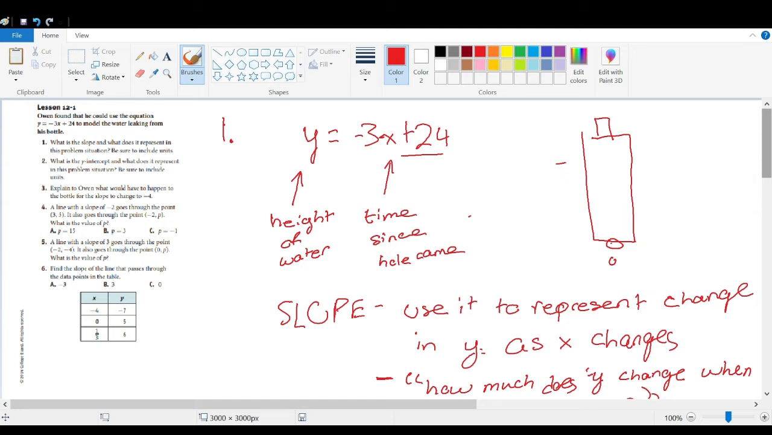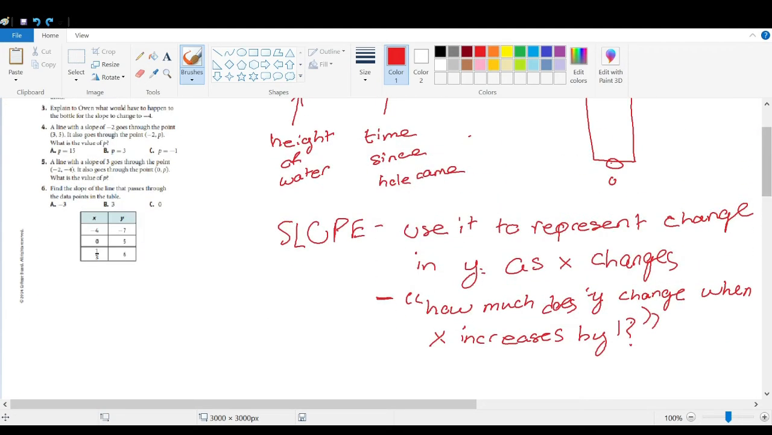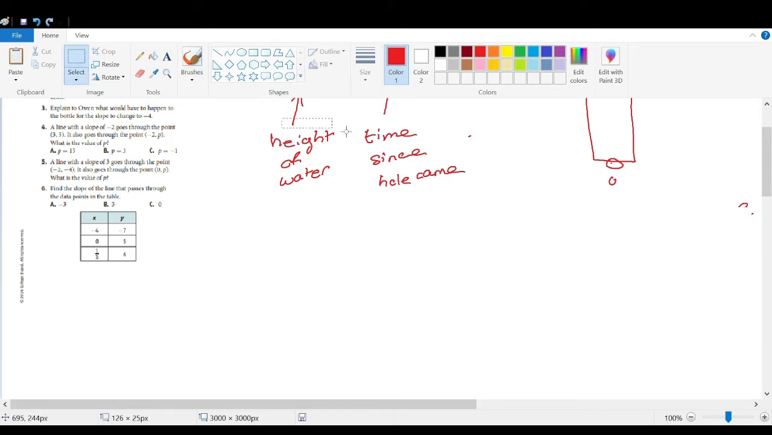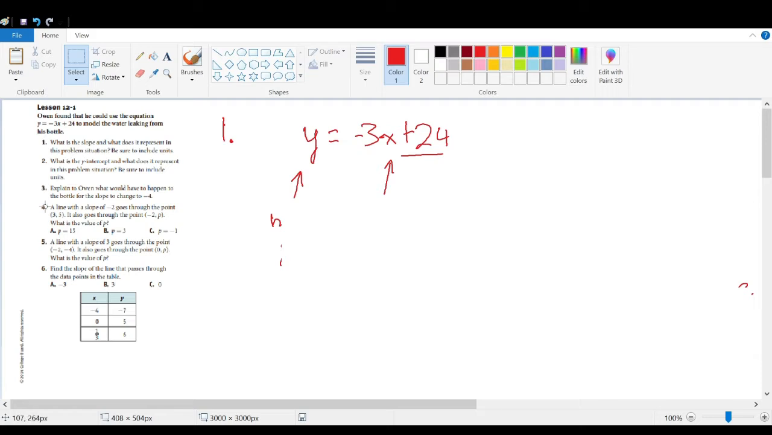So let's think about this. Let's try out what we said earlier. I'm going to delete some stuff now. If you guys need it, you can refer back in the video. Just quickly wiping this stuff so that we have more room. I still want the equation. So now what we have is y is equal to minus 3x plus 24.